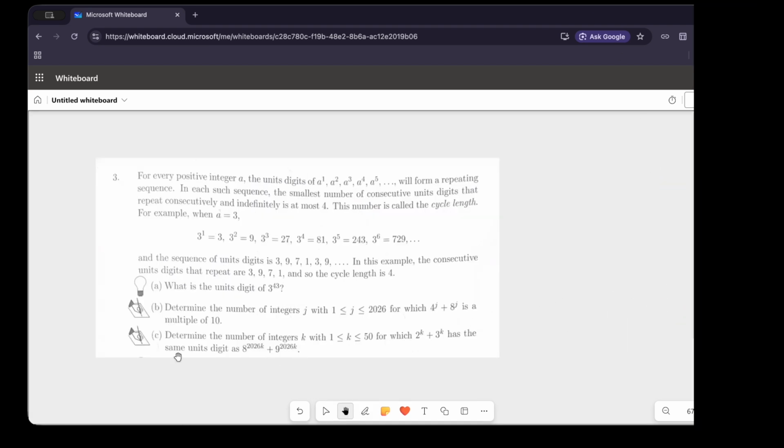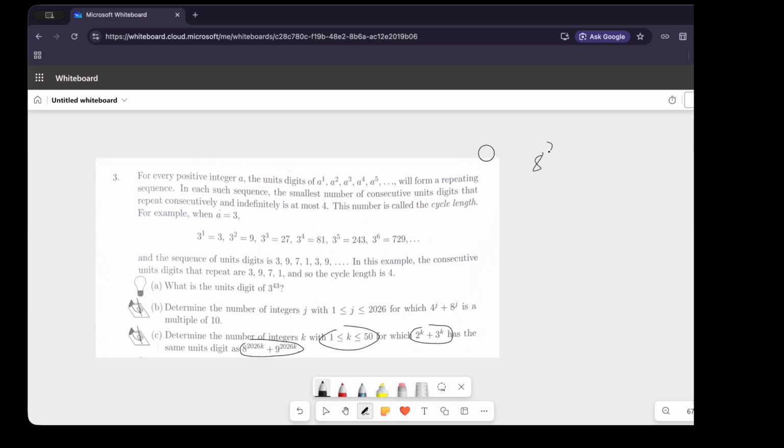Here, let us look at our last question C. Determine the number of integers k with 1 less than or equal to k less than or equal to 50 for which 2^k plus 3^k has the same unit digit as 2^(2026k) plus 9^(2026k). First step, we list all the important information. We'll circle it: 2^k plus 3^k, this one, and this one.